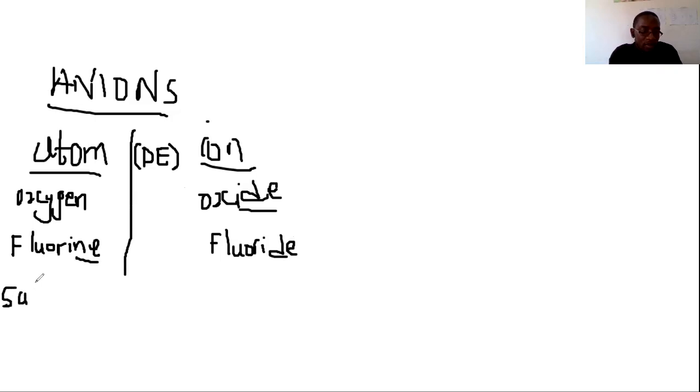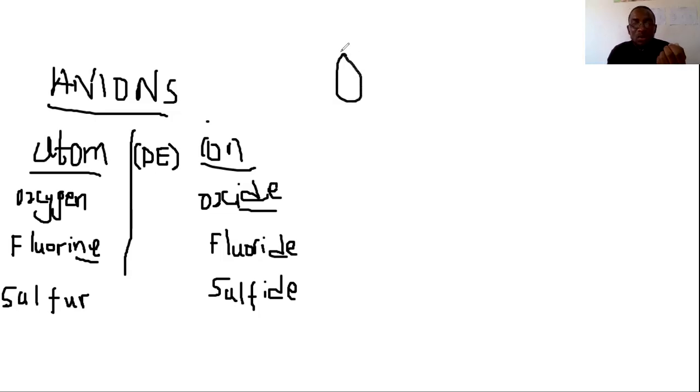Sulfur changes to sulfide. So that is the behavior of the non-metals. They change their suffix when they become ions. So when we look at the oxygen atom in its neutral state, it's just oxygen with 16 and 8. It doesn't have any charge there. It means that it's neutral. The P is equal to the E, if you remember.